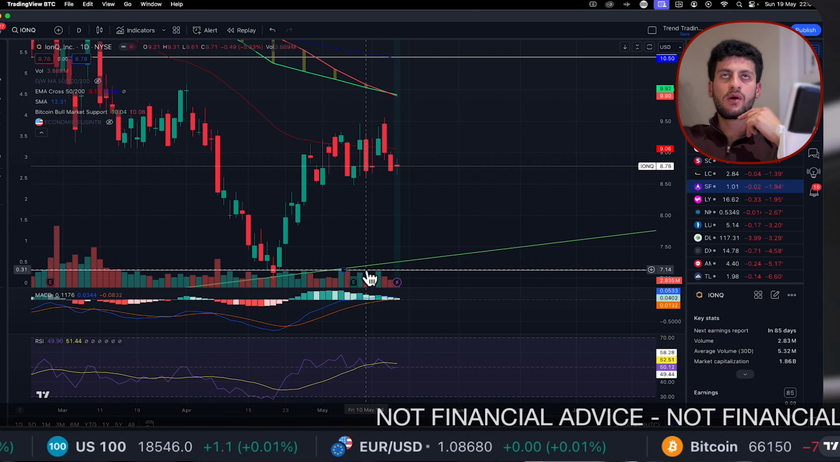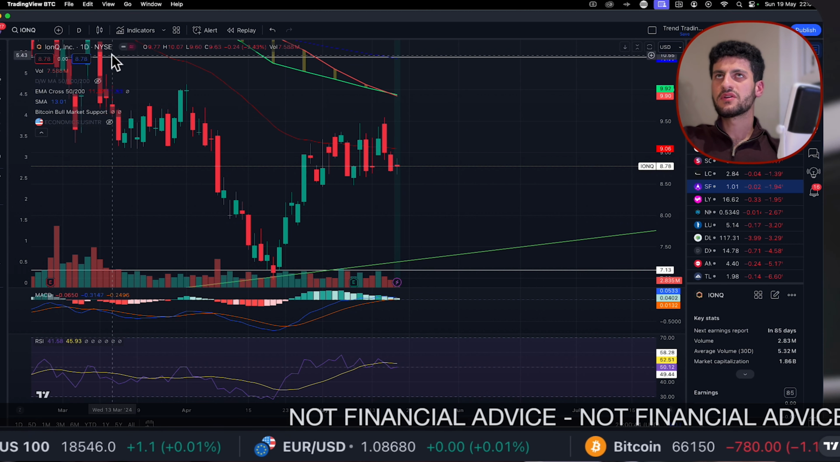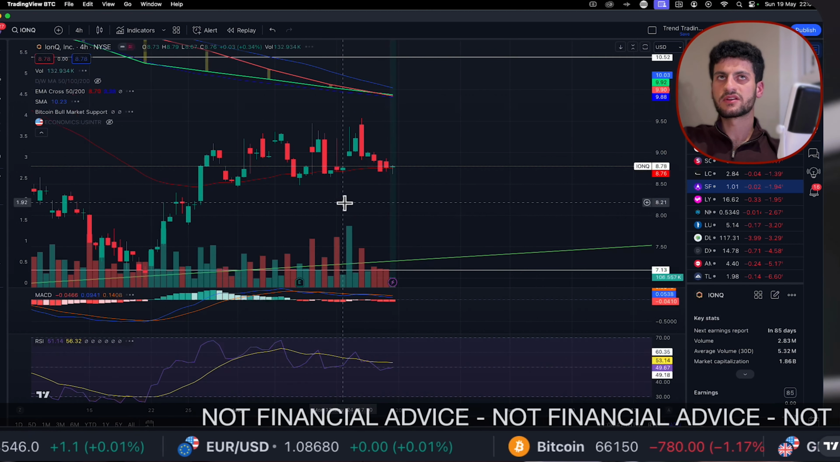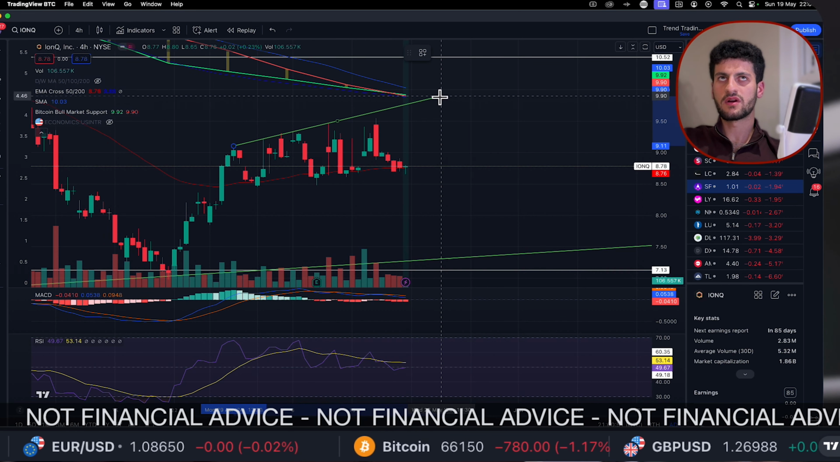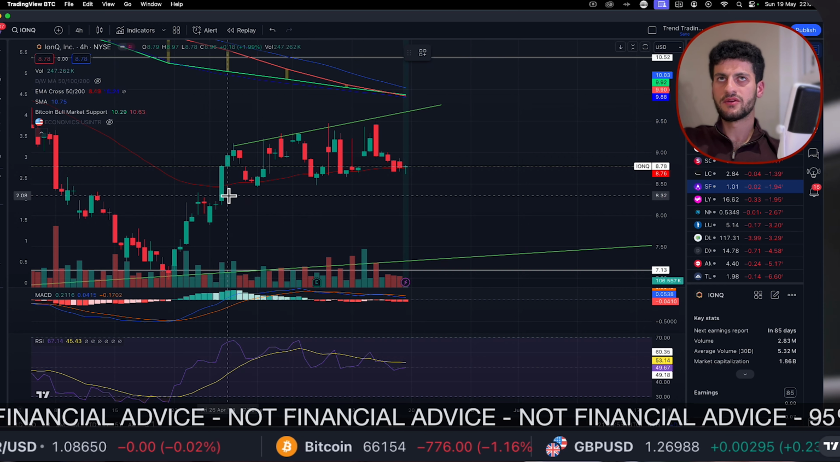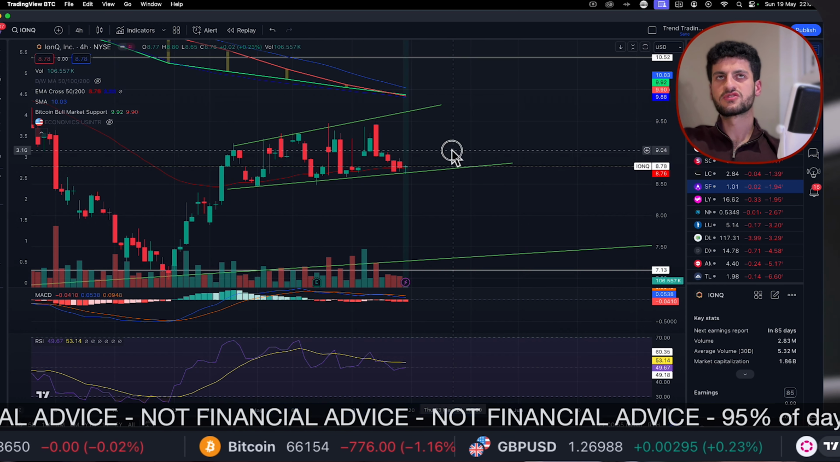So what do I think of for this stock now? If you go onto the 4 hour, you can probably see the structure a little bit better. It's sort of a microphone structure. You've got higher highs and then higher lows. That's the structure we're in right now.